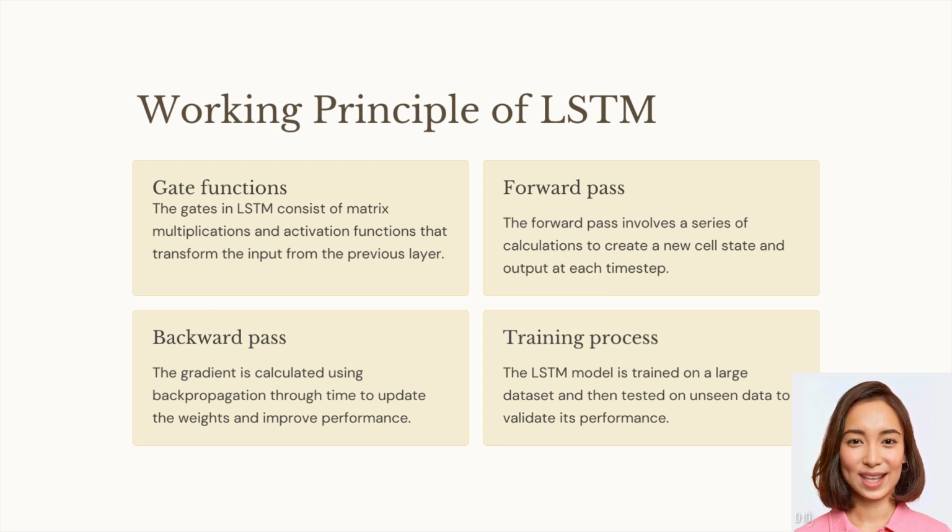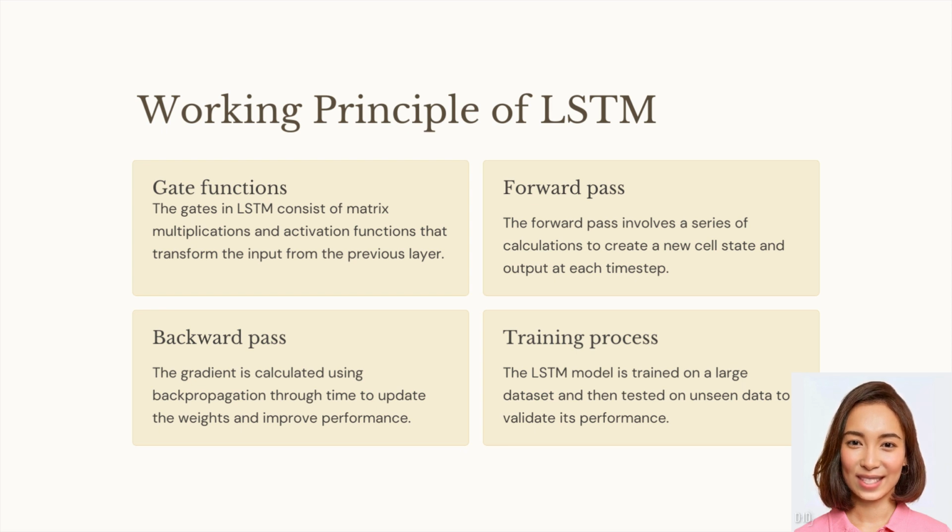Working principle of LSTM gate functions. The gates in LSTM consist of matrix multiplications and activation functions that transform the input from the previous layer, forward pass. The forward pass involves a series of calculations to create a new cell state and output at each time step. Backward pass. The gradient is calculated using backpropagation through time to update the weights and improve performance.